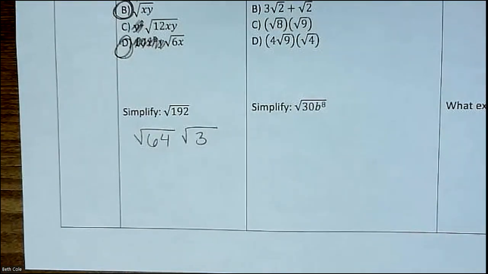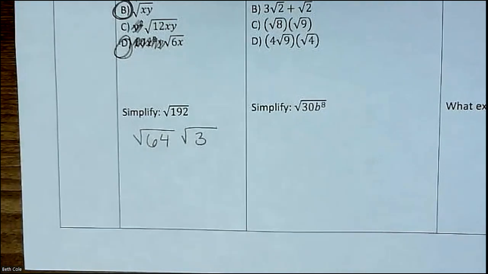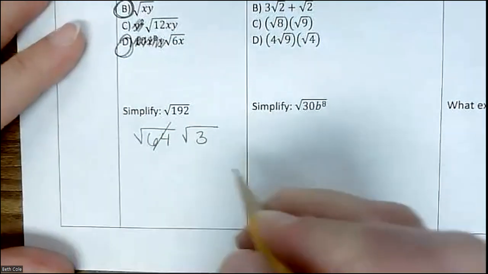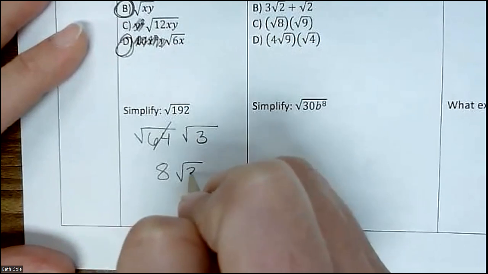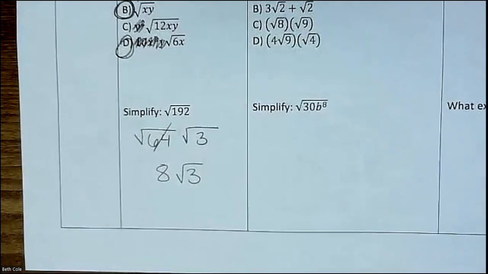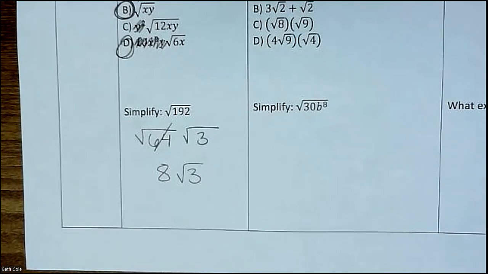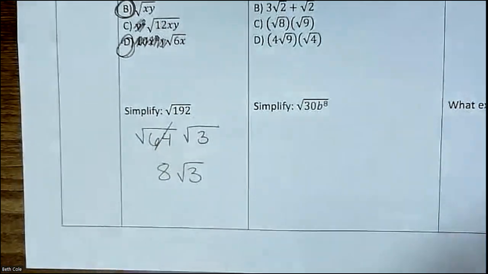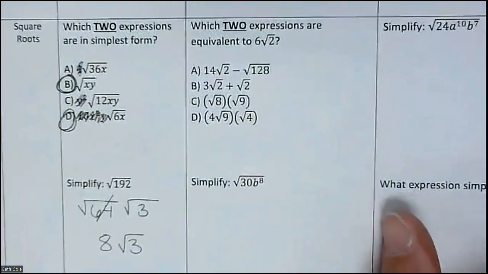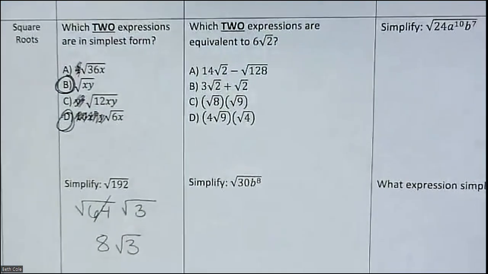And then the whole point of choosing 64 is you can square root that. Your square root of 64 is 8. So 8 square root of 3. Oh, you were jumping straight to the answer. You're right. I'm sorry. I thought you were saying 8 was that number, but you jumped straight to the answer. That's cool. All right, which 2 expressions are equivalent to, which means equal to, 6 square root of 2?